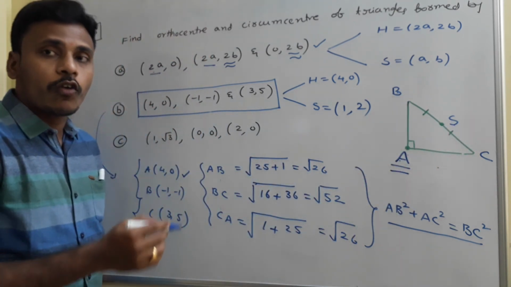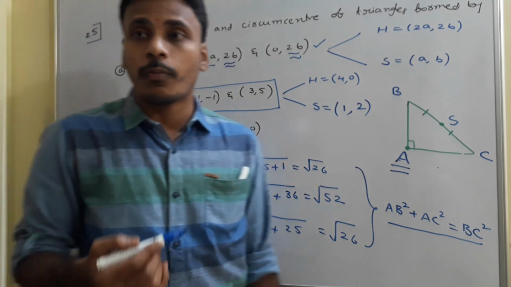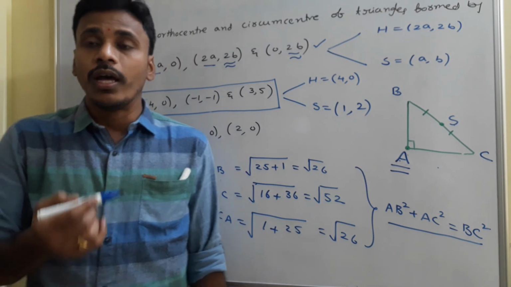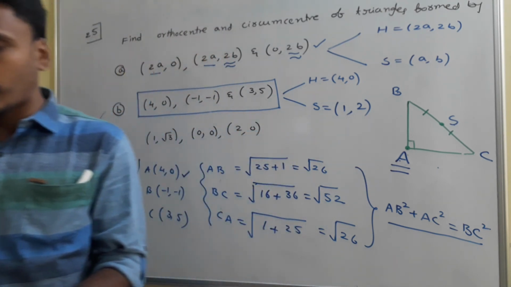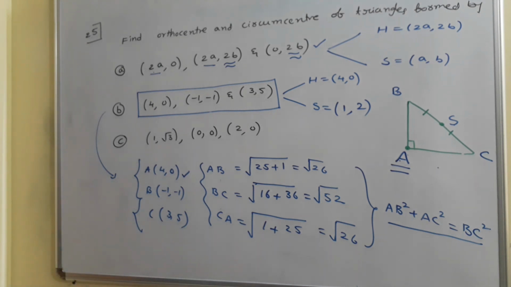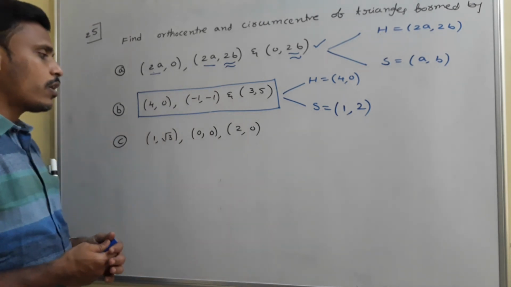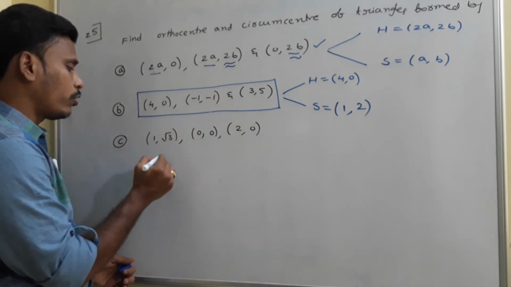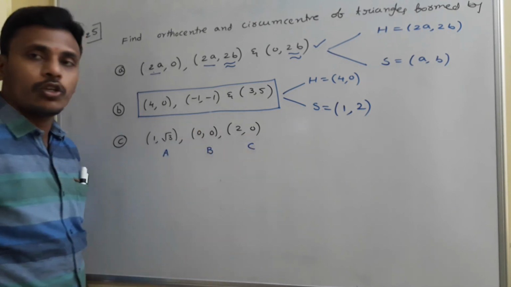Okay, instead of finding orthocenter and circumcenter in a regular procedure using SA equals SB equals SC, this is a bit more comfortable to calculate circumcenter and orthocenter. Okay, have a look. Now the third problem. This time the vertices of the triangle are (1, root 3), take it as A, (0, 0) as B and (2, 0) as C.